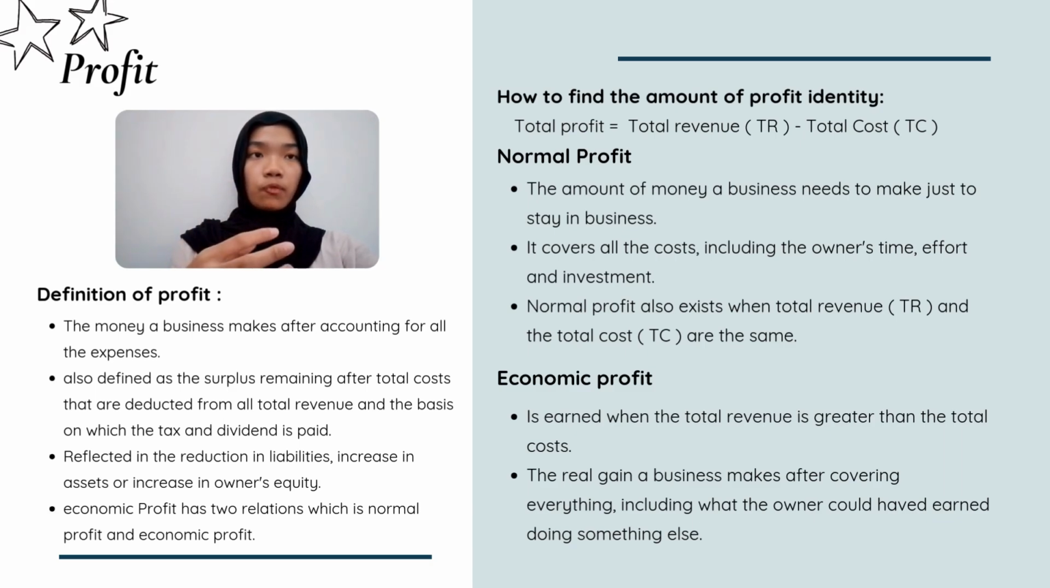Economic profit is earned when the total revenue is greater than the total cost. Economic profit is also the real gain a business makes after covering everything, including what the owner could have earned doing something else, like opportunity cost.